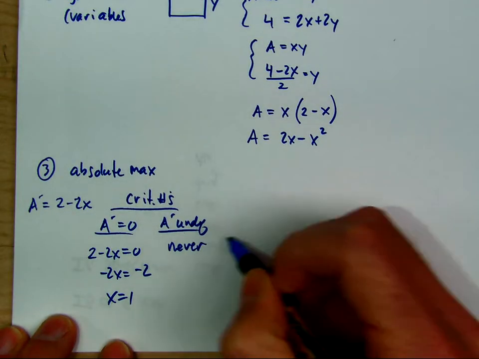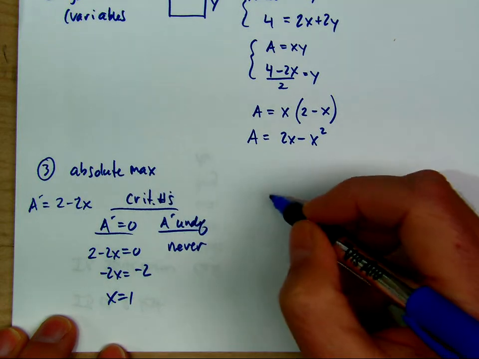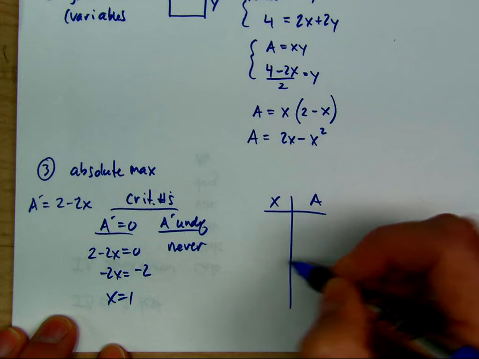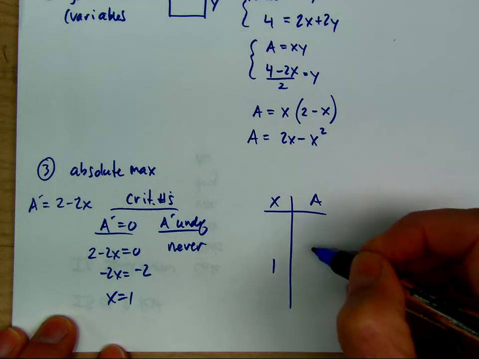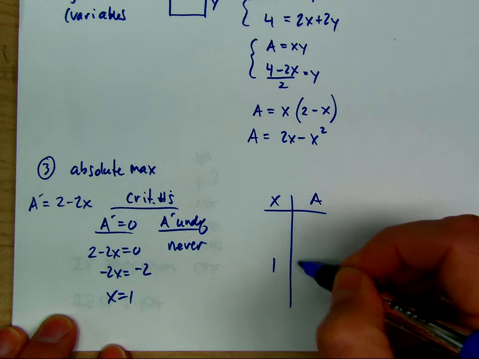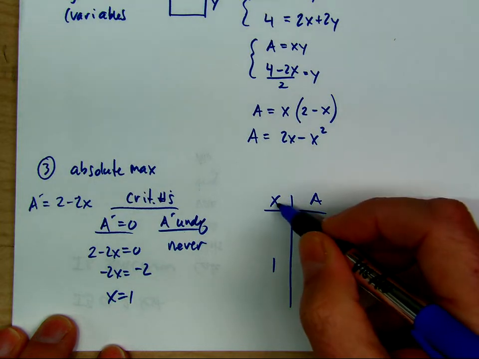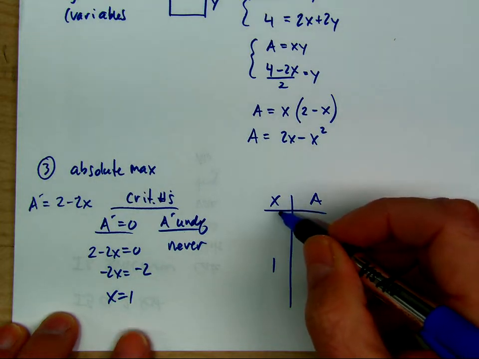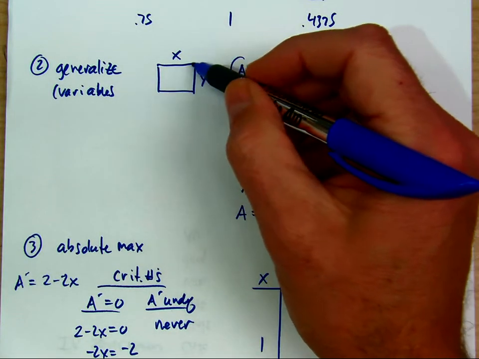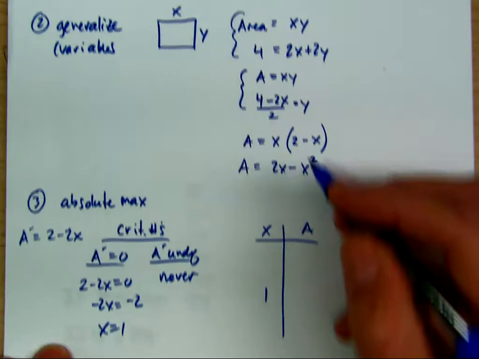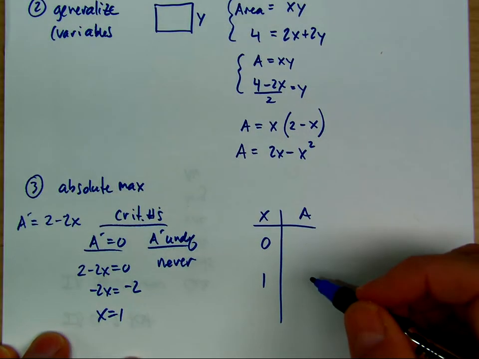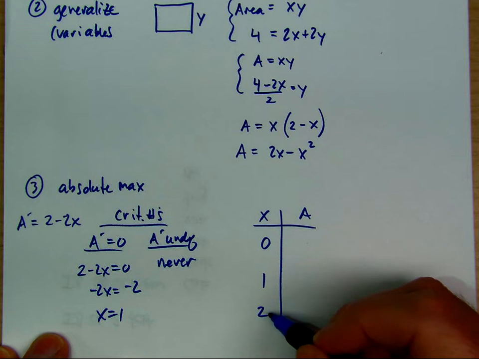We'll get never undefined. And the procedure for absolute maximum is then to check the endpoints and the critical number. And usually I'm going to say it's always the critical number, but let's see what the smallest x value is. If we were making this rectangle, x could be 0 and y could be 2, and then we'd have an area of 0. Or we could have y 0 and x equals 2, so that's the maximum that x can be.